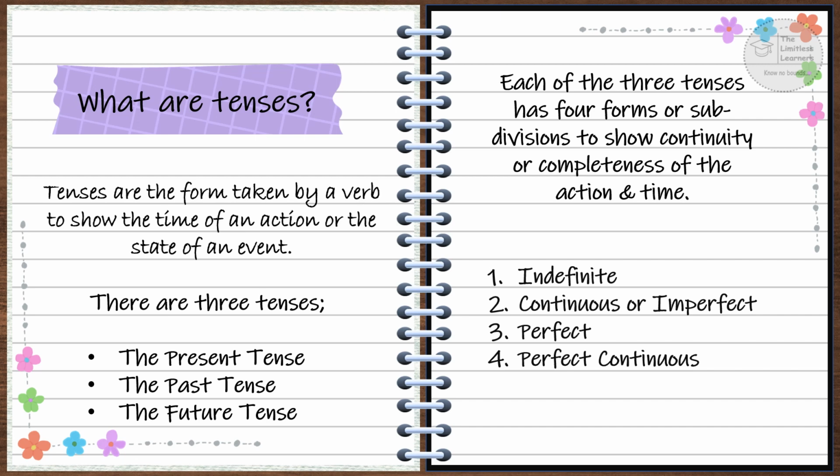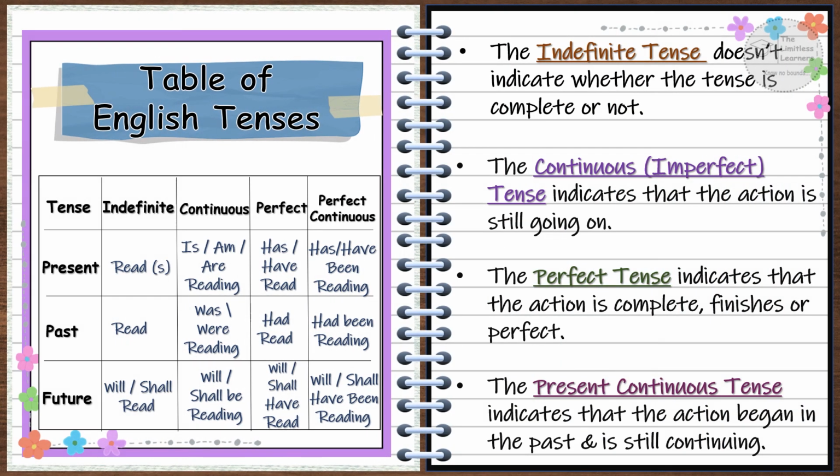Each of the three tenses has four forms or subdivisions to show continuity or completeness of the action and time. Indefinite, continuous or imperfect, perfect, perfect continuous. Here is the table of English tenses.